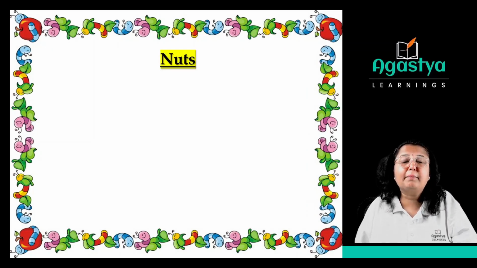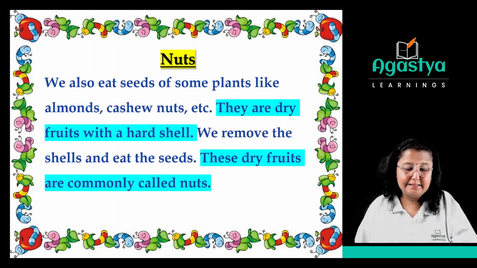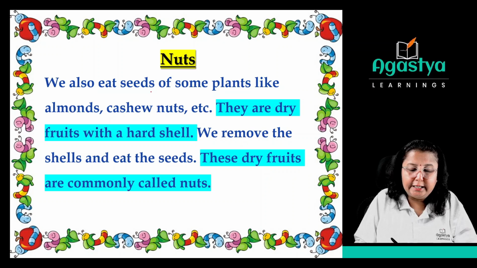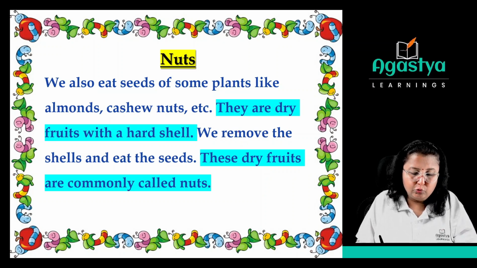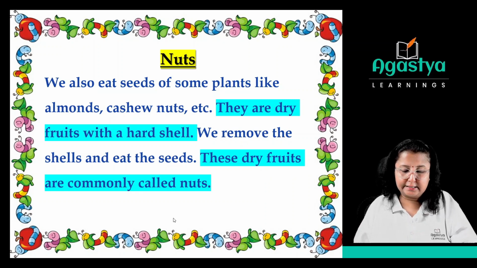Now the next is about nuts, which we also call dry fruits. Yes, we also eat seeds of some plants like almonds, cashew nuts, etc. They are dry fruits with a hard shell. We remove the shells and eat the seeds. These dry fruits are commonly called nuts.